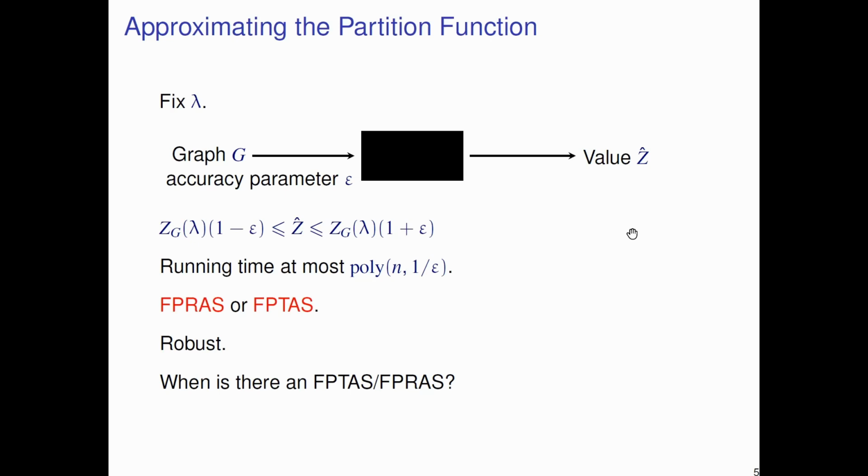And so given that, the question is when is there a good approximation in the sense of FPTAS or FPRAS? I mean for which parameters lambda, and also for which families of graphs. Okay, so that's the basic setup question. Make sense?